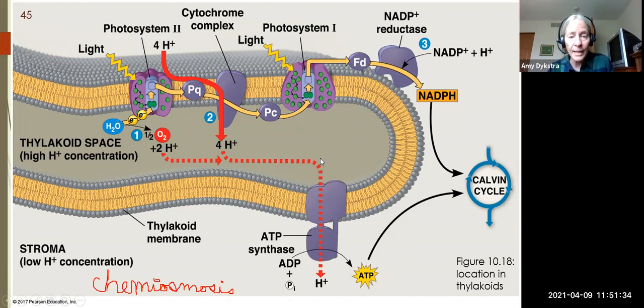And the only place they can get out of the thylakoids is to go through an ATP synthase. This causes that molecule, a part of that molecule, the ATP synthase, to actually spin. And this provides energy to combine ADP and inorganic phosphate to make ATPs. So the final products are NADPH and ATP.